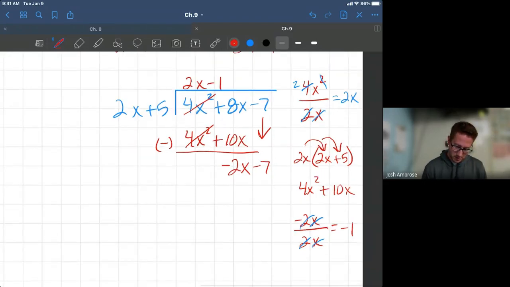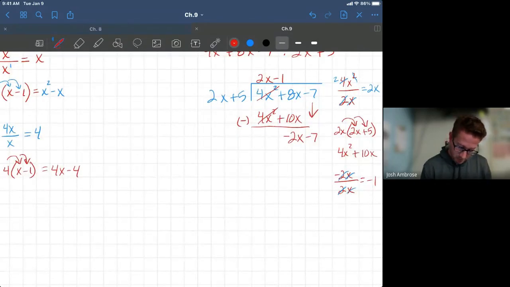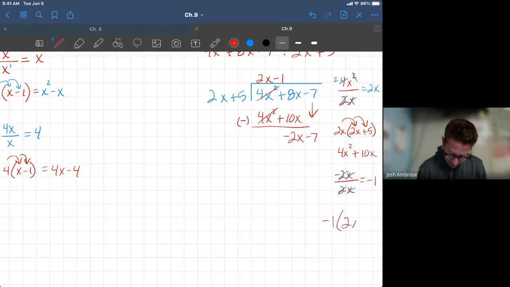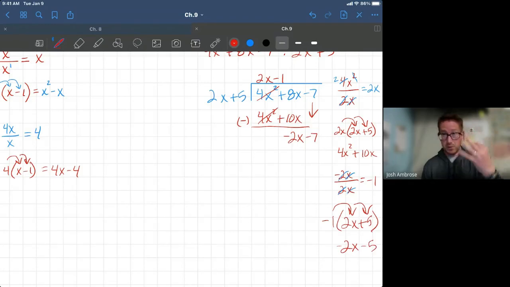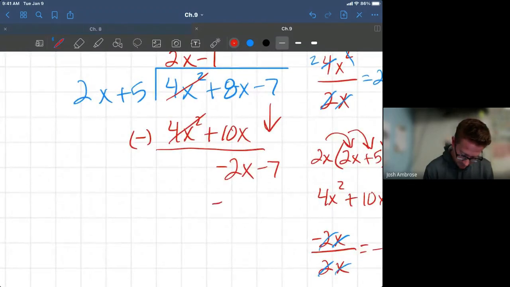And we're getting close. Now step 2, we have to take the new part of the answer, which is negative 1, and multiply that into the binomial. Step 2, distribute, distribute, negative 2x minus 5. Okay, step 3, write that underneath, negative 2x minus 5, and subtract.